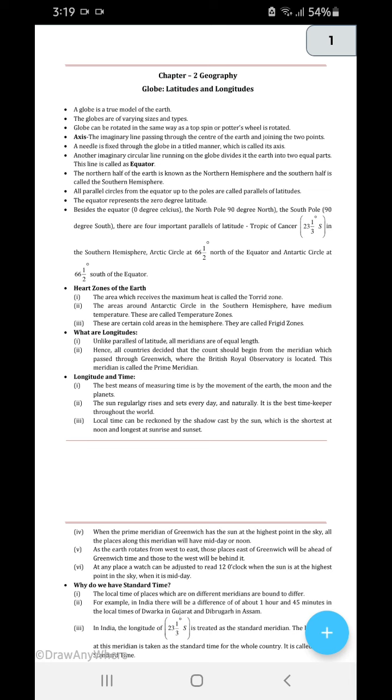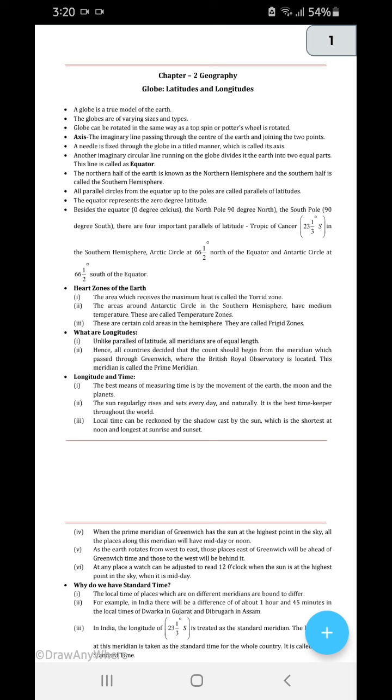Besides the equator, the North Pole and the South Pole, there are four important parallels of latitude: Tropic of Cancer, Tropic of Capricorn in the southern hemisphere, Arctic Circle in the northern hemisphere, and Antarctic Circle at 66.5 degrees south of the equator.